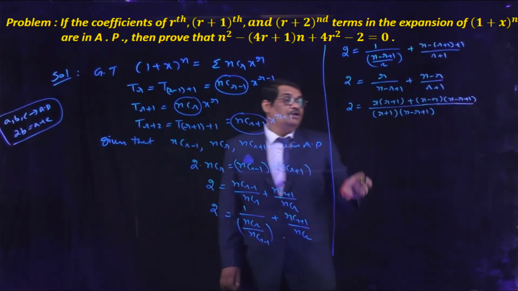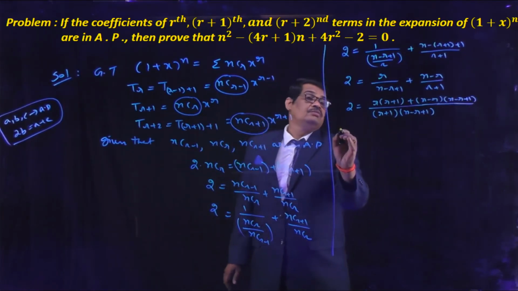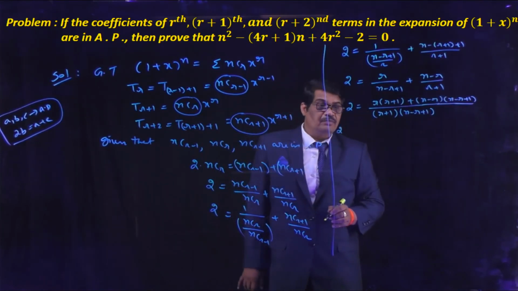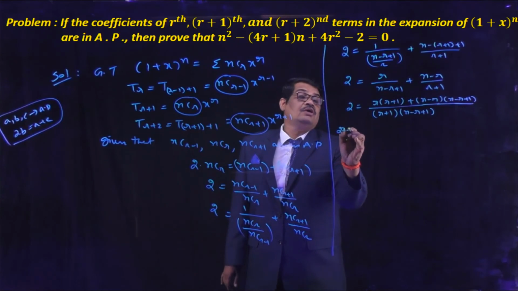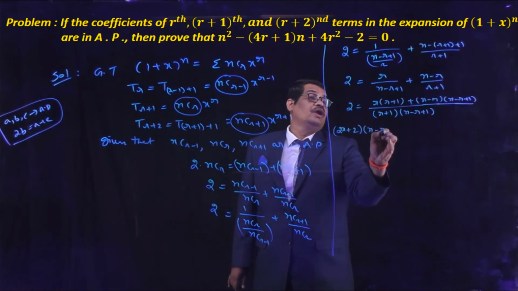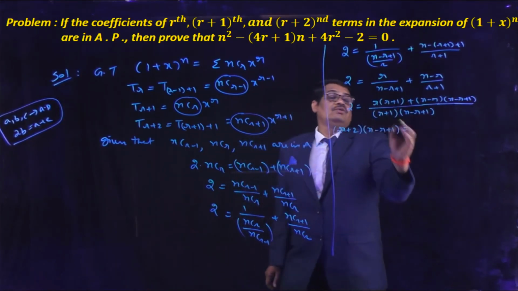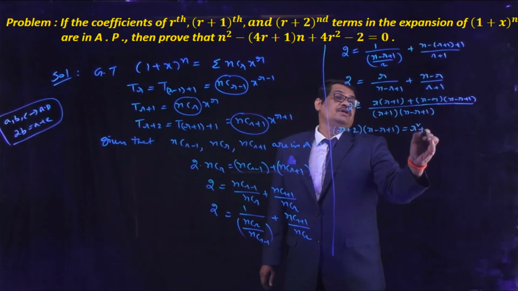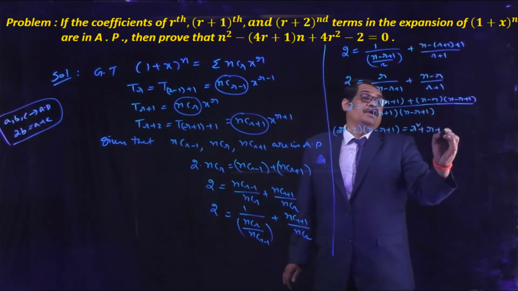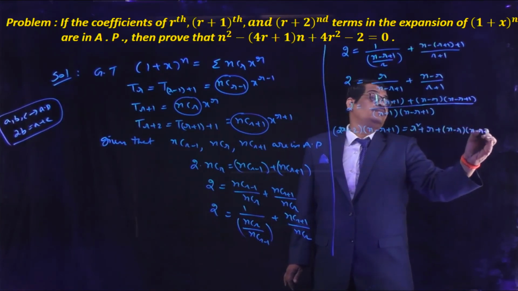Now this denominator is moving to the LHS side, then we are multiplying 2 into (r plus 1), that is 2r plus 2. So (2r plus 2) into (n minus r plus 1) is equal to, here r into r, that is r square plus r, plus we are writing (n minus r) into (n minus r plus 1).